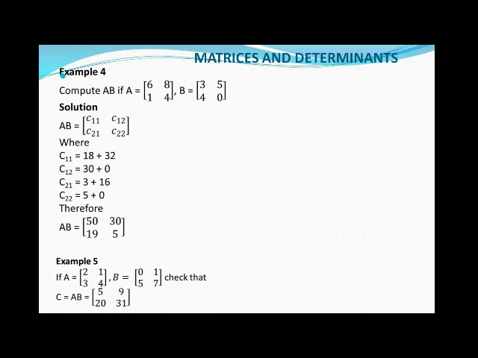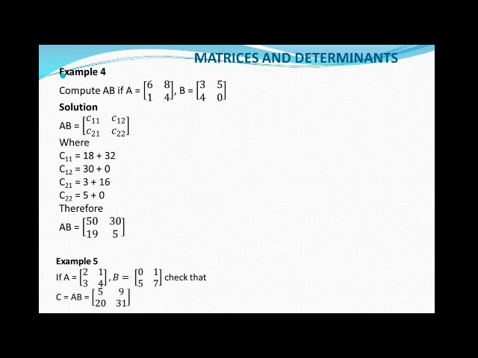Therefore, let us compute matrix AB, which means matrix A times B. A is a 2 by 2 matrix and B is a 2 by 2 matrix. How do we solve that? We have to take 4 different multiplications. C11 is a product of the first row and the first column in the second matrix. So which is 6 times 3 to give you 18 plus 8 times 4 to give you 32.